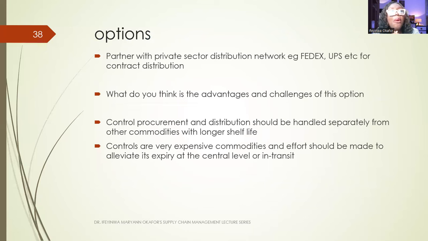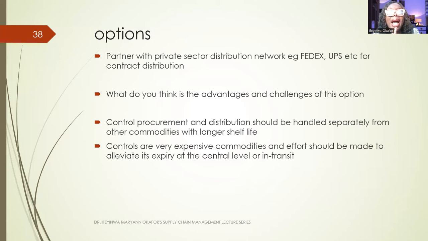Options. I would think that the first thing we can do to timely distribute this product and avoid it from expiring is to partner with a private sector distribution network. For example, FedEx, UPS, we contract them to help us do the distribution. Next, what do you think are the advantages and challenges of this option? Partnering with this private sector distribution network, do you think there are challenges they can encounter or advantages in using them? I would like to get feedback from you.